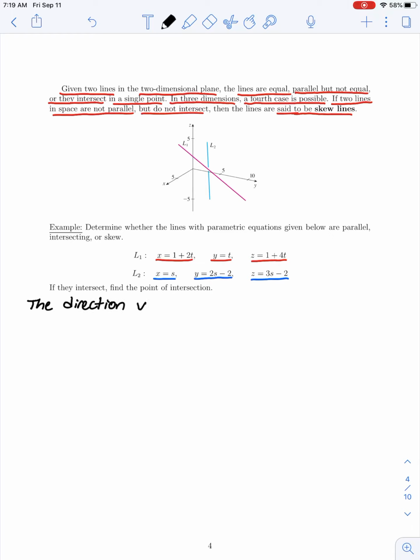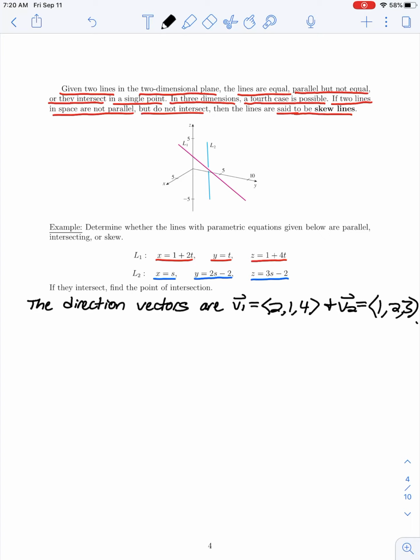So here the direction vectors for L1 and L2 are the vectors, I'll call them V1 and V2. For the line L1, the components are the coefficients of t in our parametric equations: 2, 1, and 4. So that would be our direction vector for the line L1. And for the line L2, the coefficients of the parameter s are 1, 2, and 3.